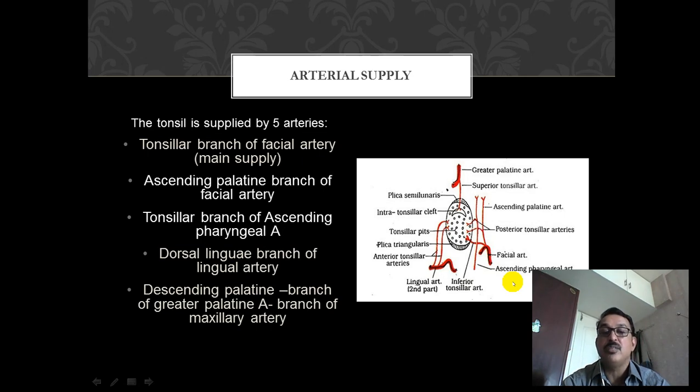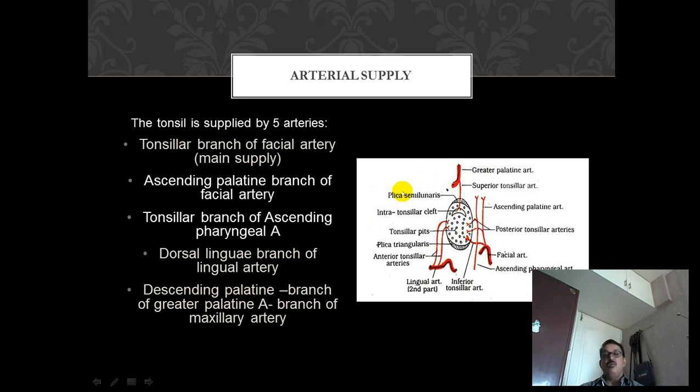Arterial supply: you can see there are arteries coming from the lingual artery and facial artery mainly, and also from the ascending pharyngeal artery. This is the lingual artery, this is the facial artery, this is the ascending pharyngeal artery. See the tonsillar branch of the facial artery directly coming from the facial artery. Then branches coming from the ascending palatine branch of the facial artery, ascending pharyngeal artery branches, dorsal lingual branch of the lingual artery, and descending palatine branch coming from the greater palatine artery.